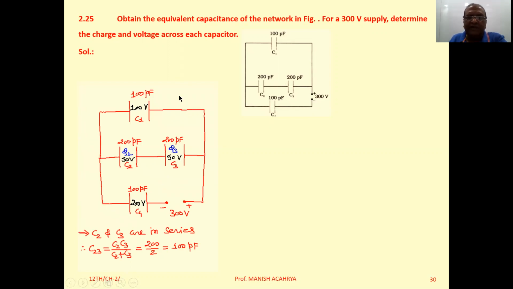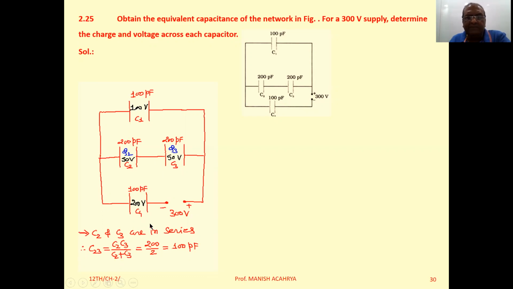We have to find the equivalent capacitance of this combination, means across these two terminals of the battery, the entire combination is given to you. So here first we will calculate the equivalent capacitance, and after that we will think about the charge and potential difference.